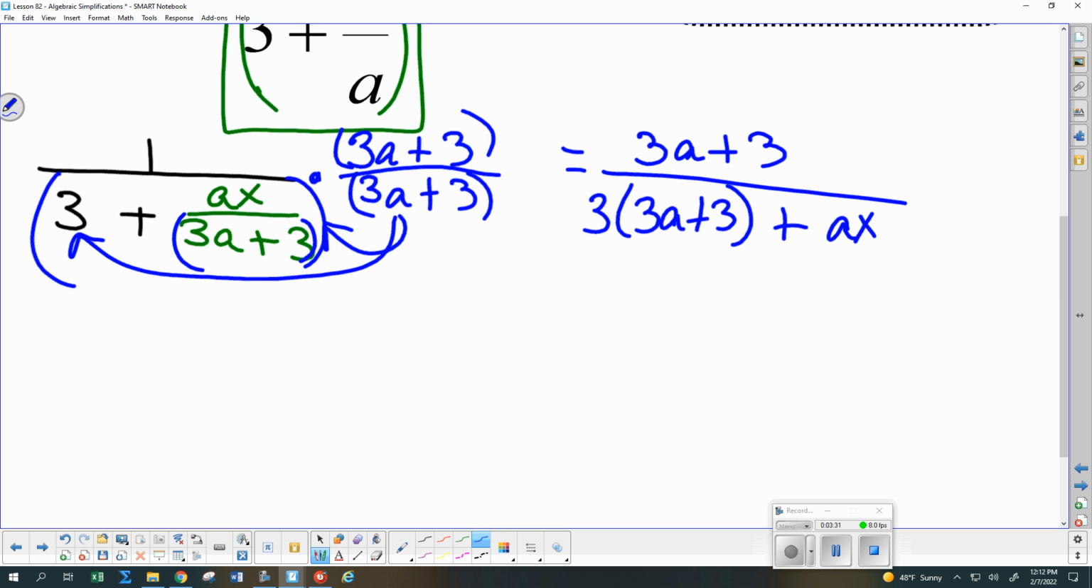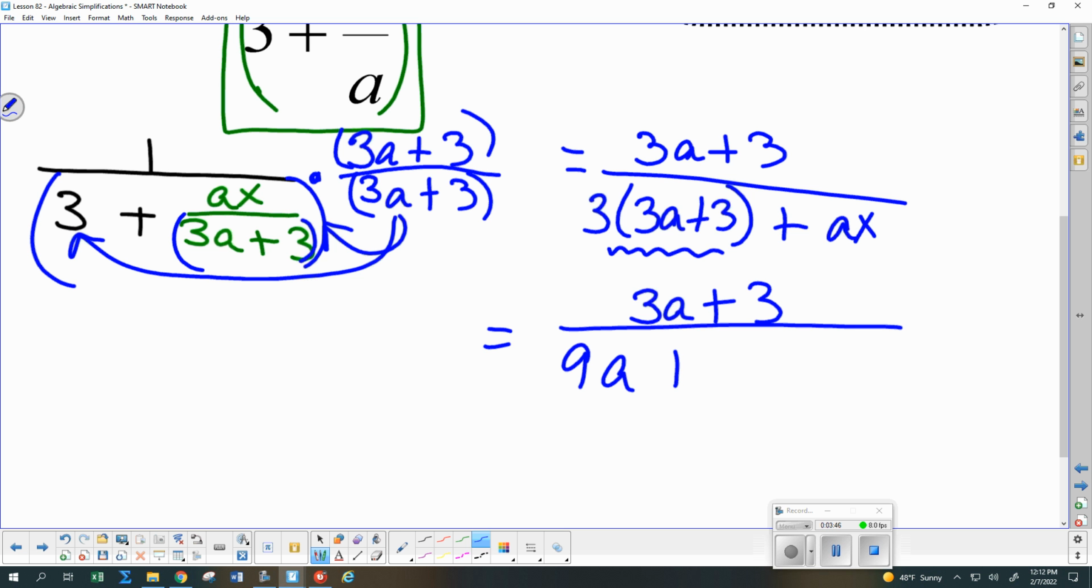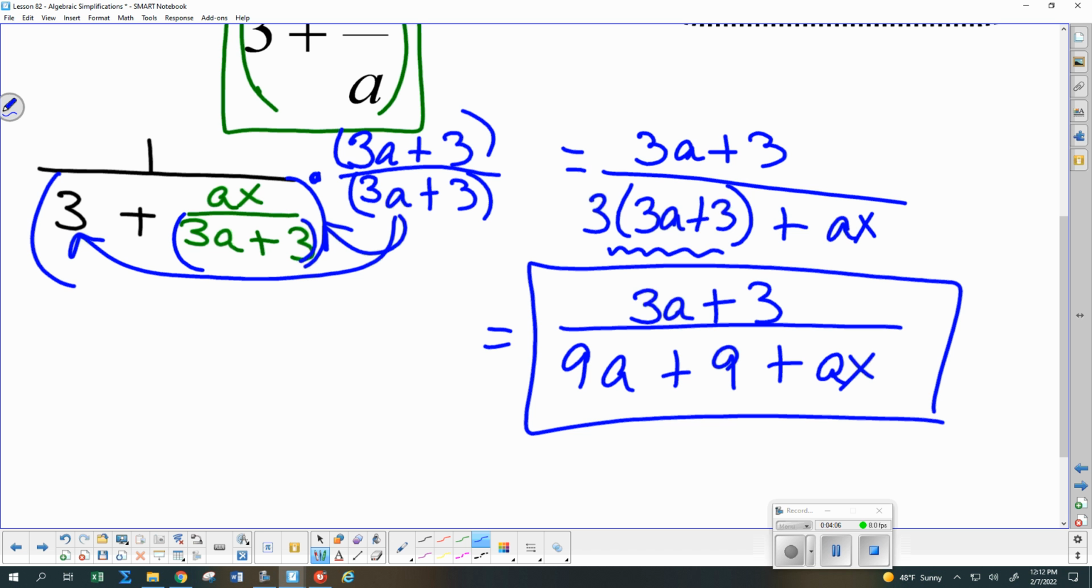Did not necessarily have to write this as a separate step, but I do have to expand that out before I finish the problem. So if I didn't do it in that first step, I do it now, and I have 3a plus 3 over 9a plus 9 plus ax. It almost looks like I could cancel 3's, but I can't, because there is not a 3 in every single thing in the denominator. That ax has no 3 in it. So this would be my final answer. Anybody with a question there?